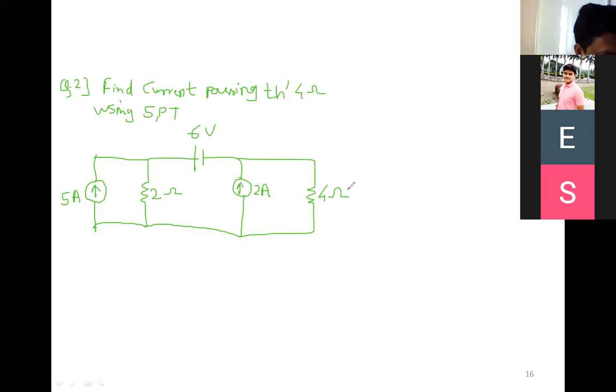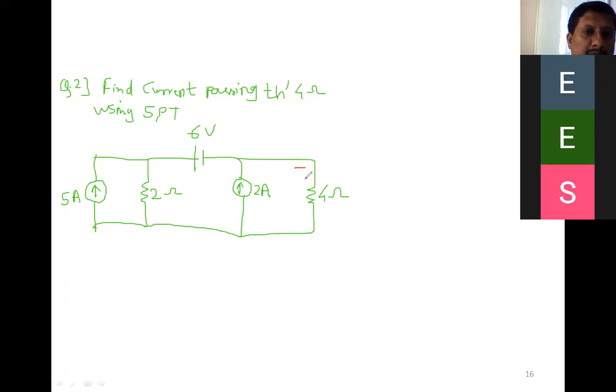We have only 2 to 3 minutes. Three independent sources are there: 5 ampere, 6 volt, and 2 ampere. We can go from left to right. Now, what will be the question here? Which response do we have to find out? Find out the current passing through 4 ohm.